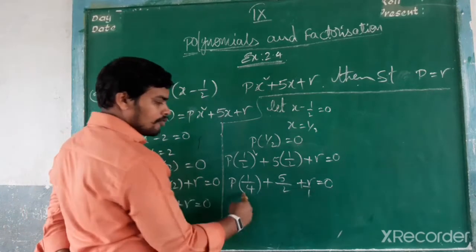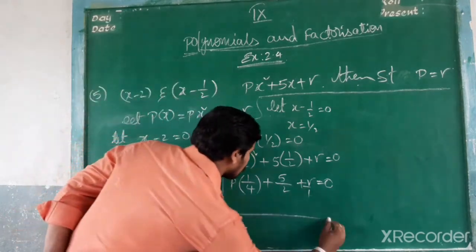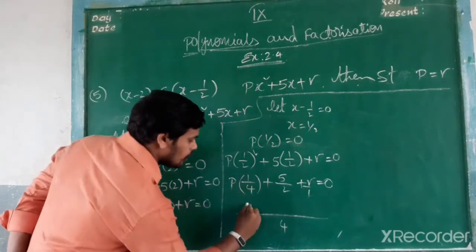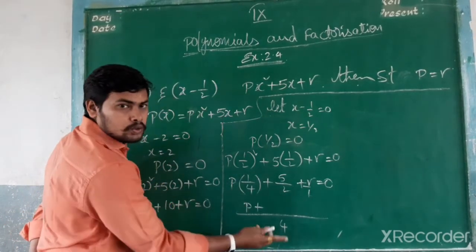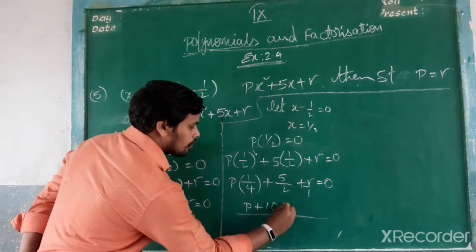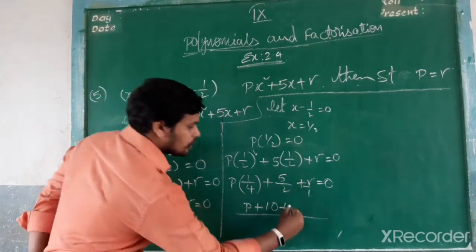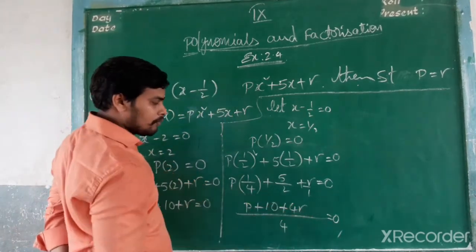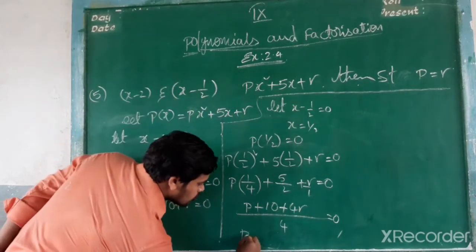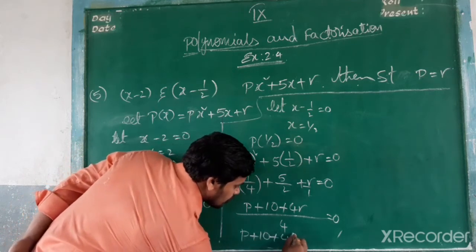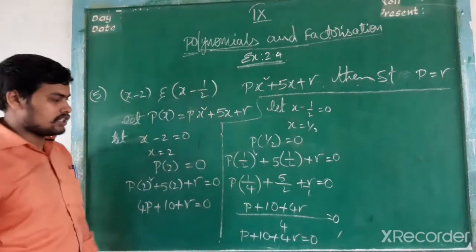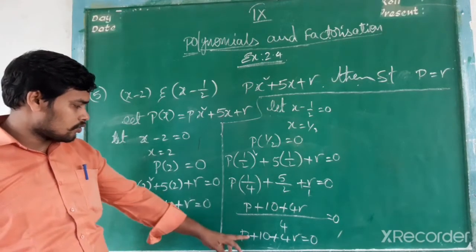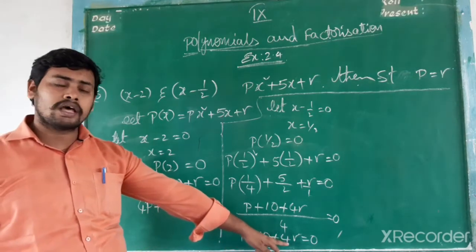LCM of 4 and 2 is 4. 4 into 1 is 4, 1 into 1 is 1, 1 into p. 2 into 4 is 2 times, 2 into 5 is 10. 1 into 4 is 4 times, 4 into r is 4r. So the result is 0, multiplied by 4. So p plus 10 plus 4r, the result is 0. So 4p plus 10 plus r equal to 0, and p plus 10 plus 4r equal to 0.